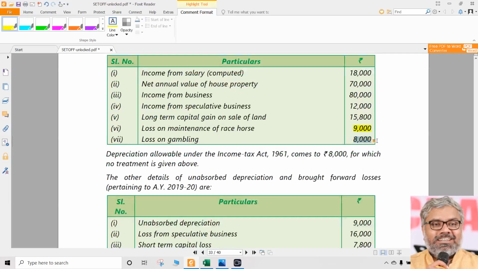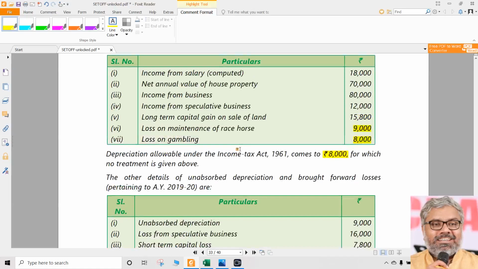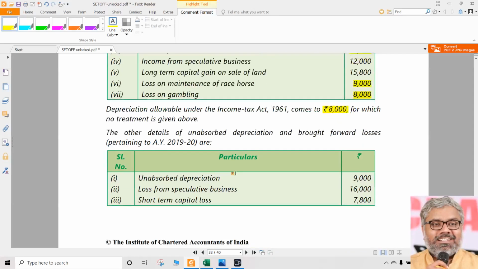In the same way, loss on gambling: nothing to be done, no set off, no carry forward. And depreciation allowance under the Income Tax Act is 8,000, for which no treatment is given above. So definitely this 8,000 should be deducted first from income from business, under PGBP. That is the first priority; all things come later. But there is also unabsorbed depreciation. Can that be adjusted now in the current year? Absolutely yes, there is no problem.